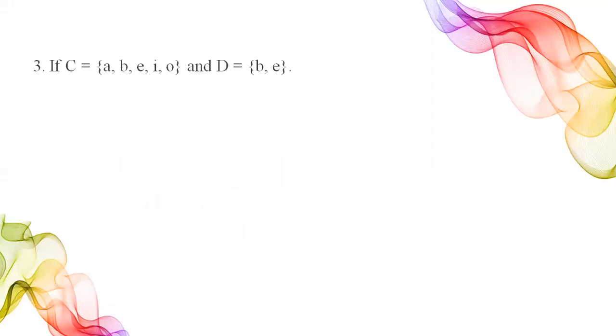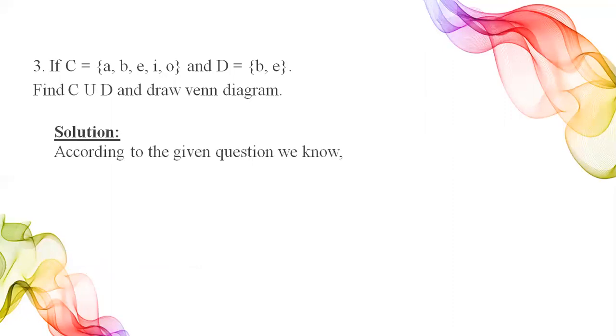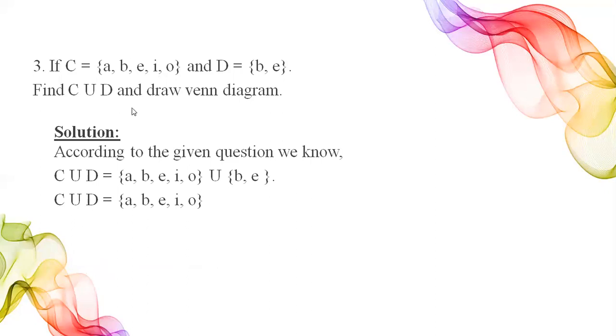Our third example: set C contains some alphabets, a, b, e, i, o, and set D contains b, e. We need to find C union D and draw the Venn diagram. The solution: C union D is a, b, e, i, o.